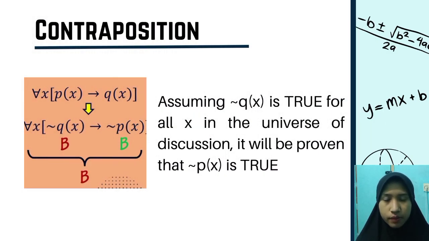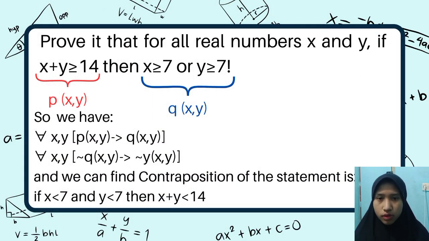And the second, we will prove with contraposition. In general, we can say for every x in the universe of discourse, if P(x) then Q(x). The first thing we have to do is change the implication into its contraposition. So the contraposition is, for every x in the universe of discourse, if negation Q(x), then negation P(x). We will assume the negation of Q(x) is true. Then the statement can be said to be true if the negation of P(x) is also true. For further details, we go straight to the example question.